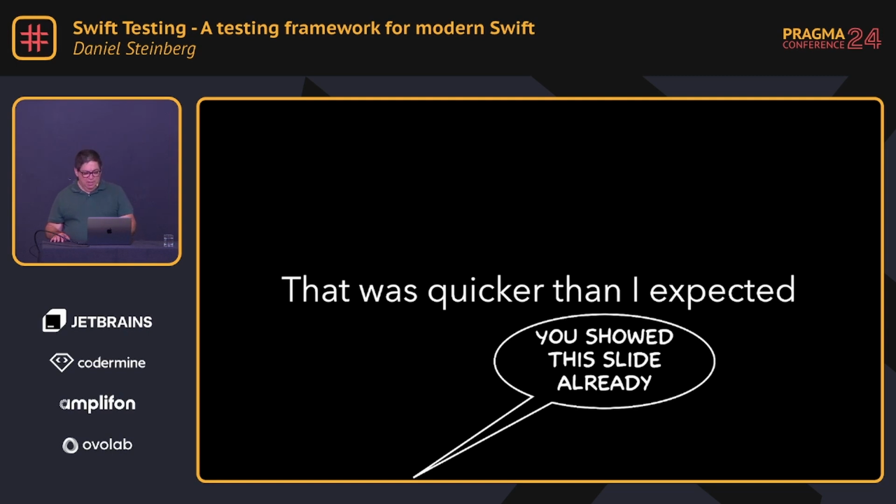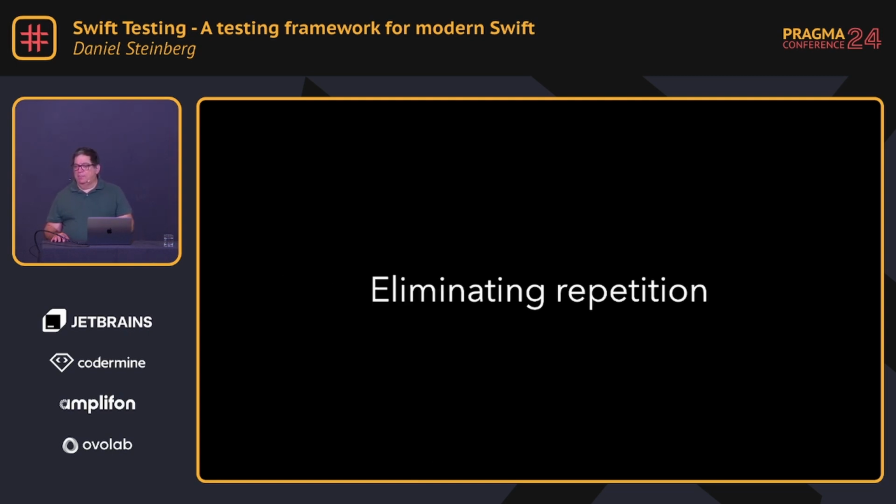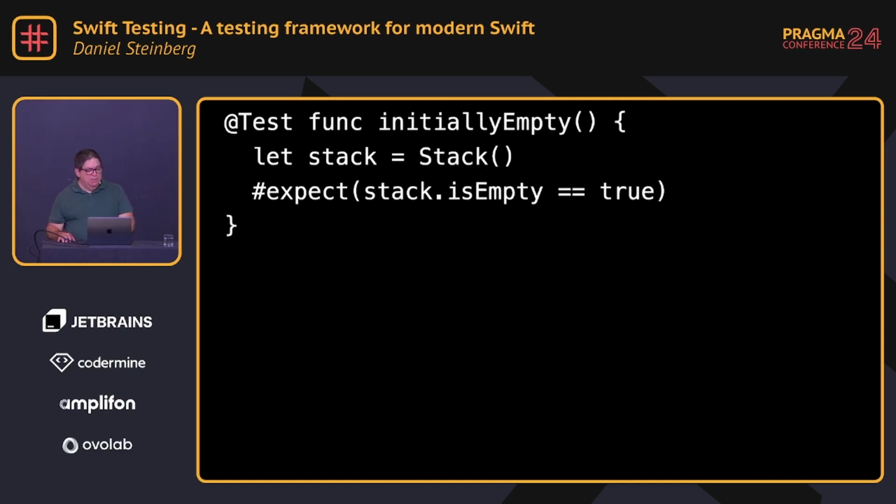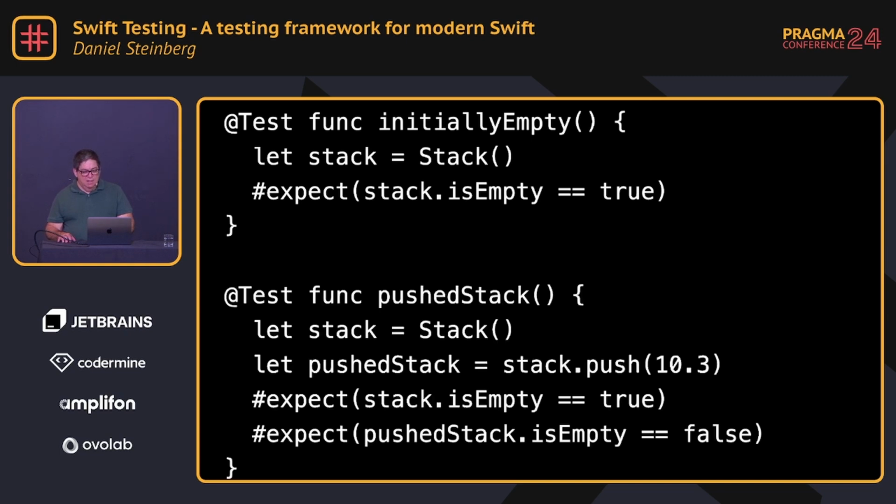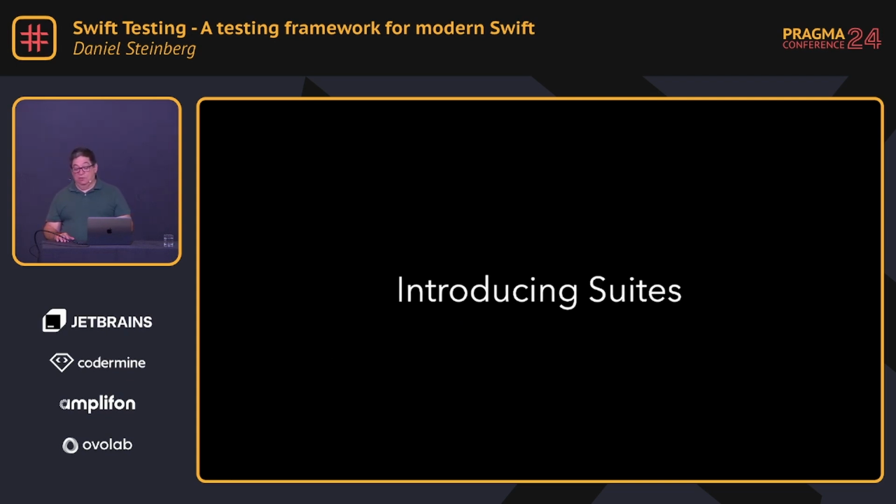I have shown this slide already. And I'm showing it now because my next goal is to eliminate repetition. I have this initially empty test where I create a stack, and I have this push stack, and I have this repeated code. And maybe I don't mind it now, but by the time I have a bunch of tests that are doing the same thing, I want to organize these in such a way that I'm not repeating code. And I do that by introducing suites. A suite is essentially a struct around these tests.